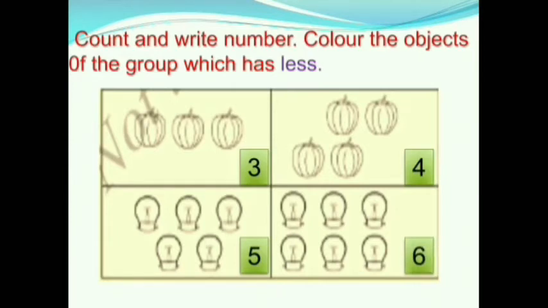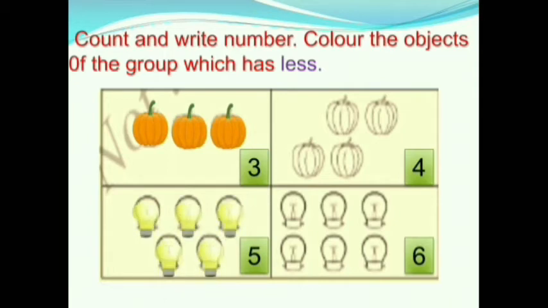Now we will color the group which has less number of objects. First, pumpkins. 3 and 4. 3 is less or 4 is less? 3 is lesser than 4. So we will color the group which has 3 pumpkins. Next, bulbs. 5 and 6. 5 is less or 6 is less? 5 is lesser than 6. So we will color the group which has 5 bulbs.